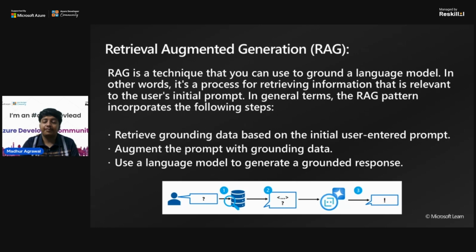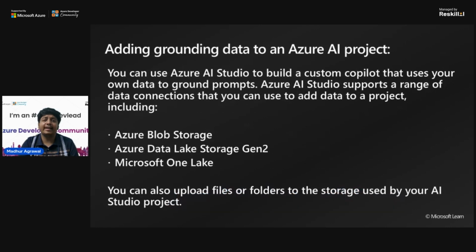Okay. The next thing is adding grounded data to an Azure AI project. You can use the Azure AI Studio to build a custom copilot that uses your own data to ground prompts. You can bring your own data, which you can upload from your local computer or maybe from Azure Blob Storage. Azure AI Studio supports a range of data connections: Azure Blob Storage, Azure Data Lake Storage Gen 2, and Microsoft OneLake.